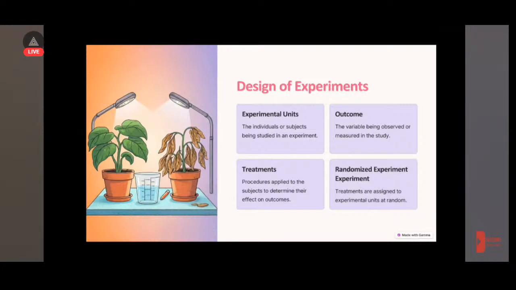Okay, I'm not going to move deeply into that. Now we have the outcome. The variable being observed or measured in the study is the outcome. What do you observe at the end of the day? That's going to be an outcome.